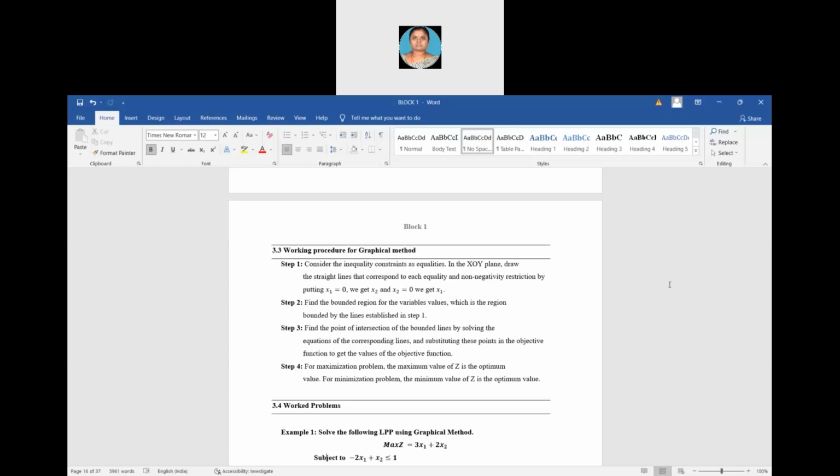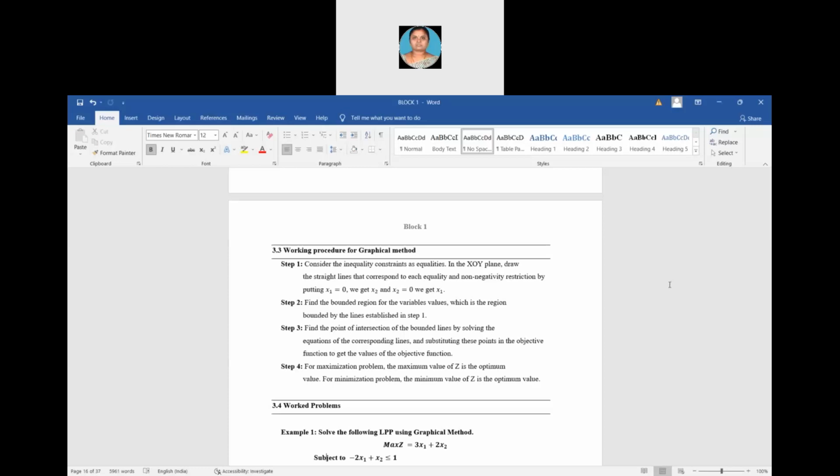That is a thing we have to do in step two. Next, step three: you have to find the point of intersection of the bounded lines. In the bounded lines, if there is any intersection, you have to solve those lines. We solve the corresponding equations, and substituting, we get the values of the objective function.